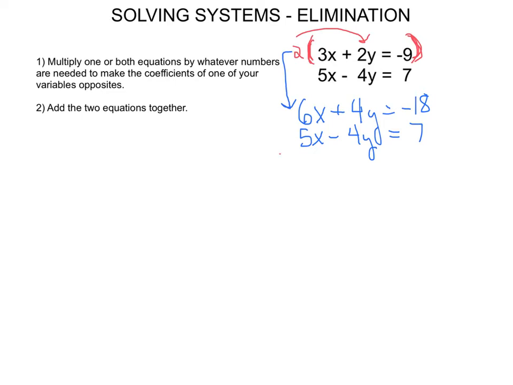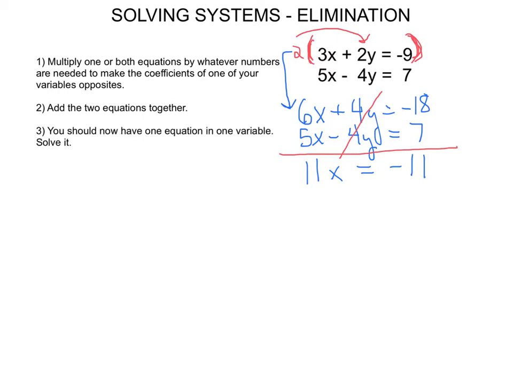So we're going to draw a line here, and hopefully what you see is that when you add these two equations together, the 4y and the -4y are going to cross each other off, which is why we call it elimination. And so we get 11x is equal to -11. In this way, we have essentially eliminated the y from our equation. You should now have one equation in one variable: we've gotten rid of the y and we're left with the x. So we're going to go ahead and solve it. We divide both sides by 11, and we get x is equal to -1.